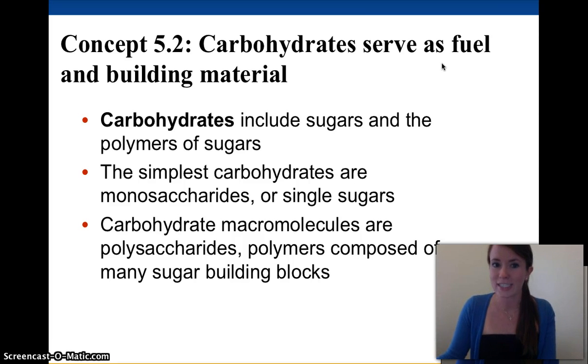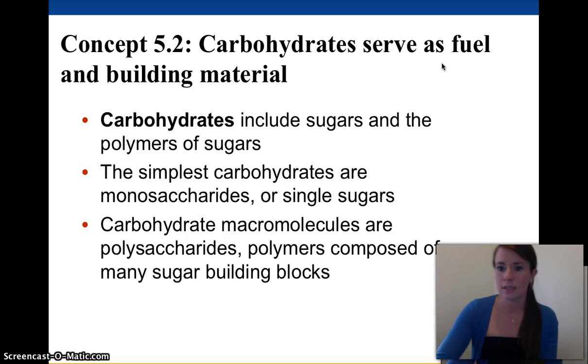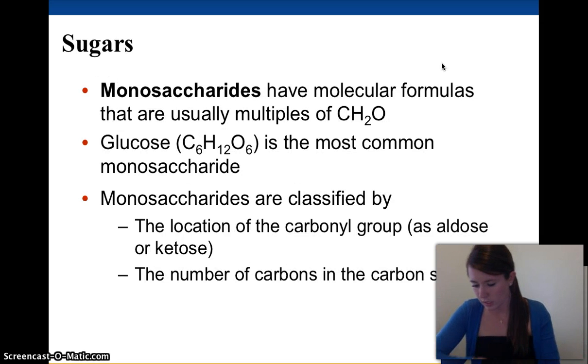the bigger carbohydrates. And the simplest carbohydrates are what we call monosaccharides. Mono meaning one, saccharide is the suffix for sugars. And the macromolecules of carbohydrates are polysaccharides, which are polymers composed of many sugar building blocks. So poly meaning many, mono meaning one. Pretty straightforward.